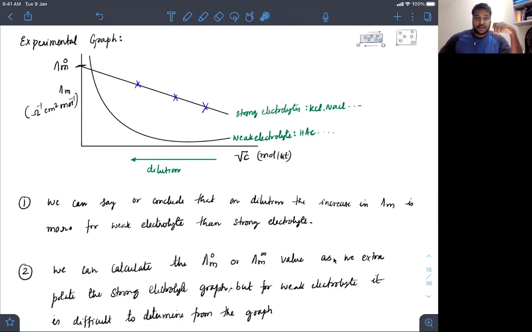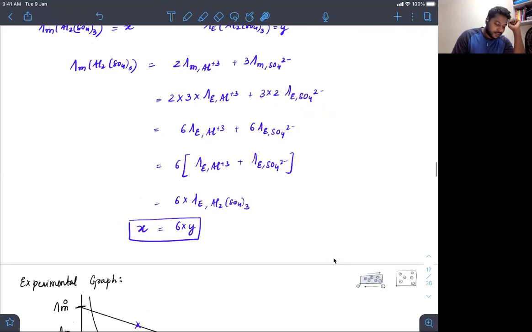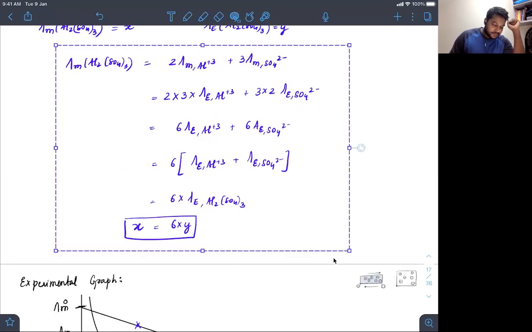That also brings up the logic: sir, to do this experimentally we should calculate lambda m, no? But where will lambda m come from? That comes from the Wheatstone bridge. I'll just show that here once.